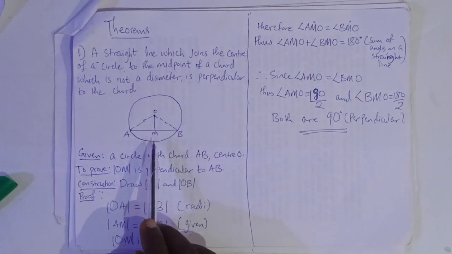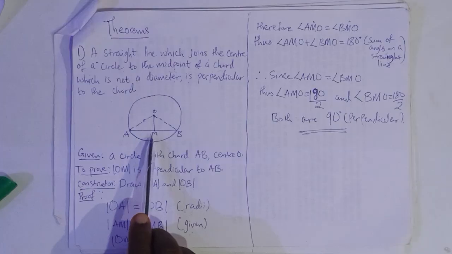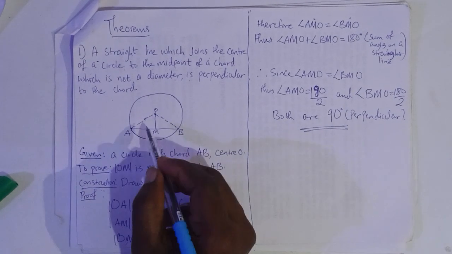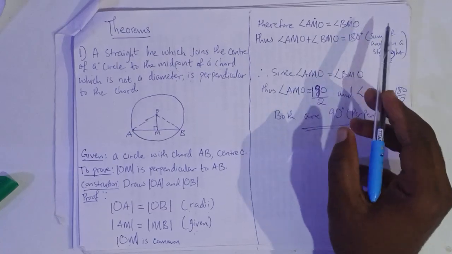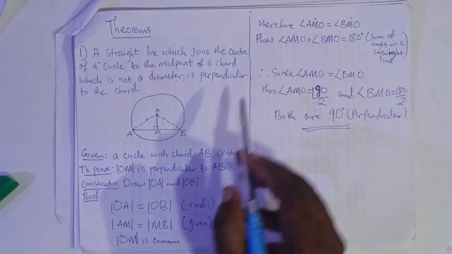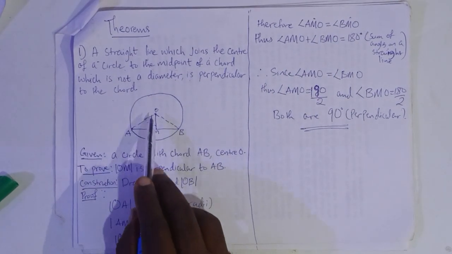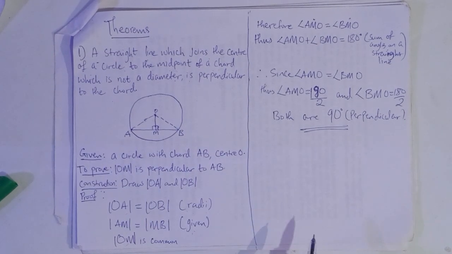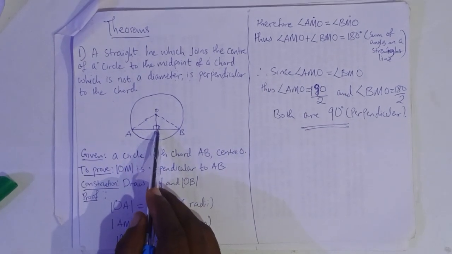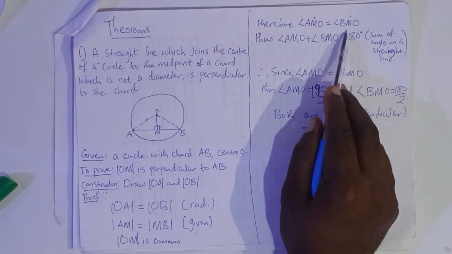Come back to the diagram. Angle AMO. So we are talking about this very angle. And what do we mean by angle BMO? Remember we said the one in the middle, angle BMO. We're talking about this very angle. So what is the point? It is telling you that this angle is the same with this angle. That's why we represented it like this.